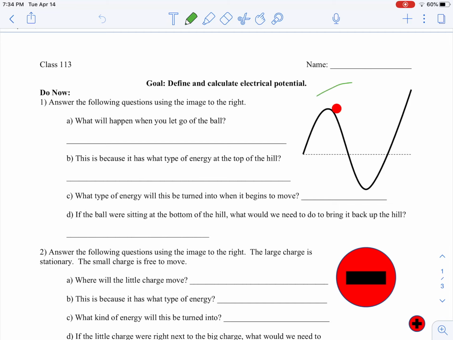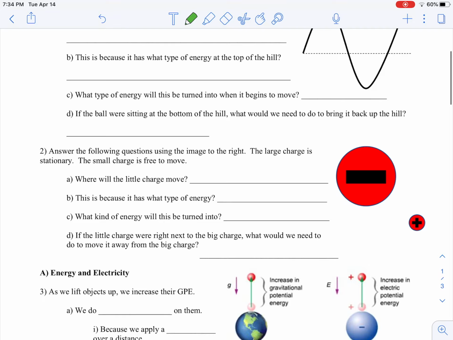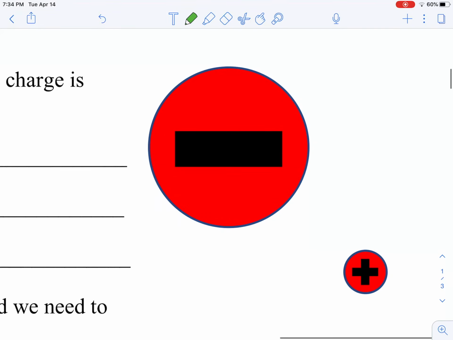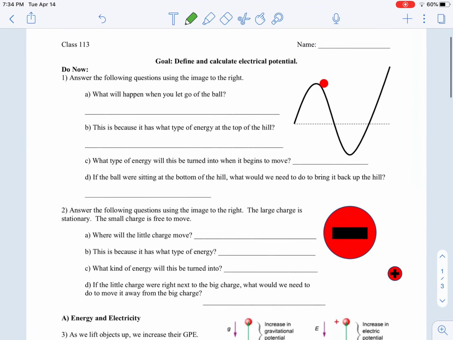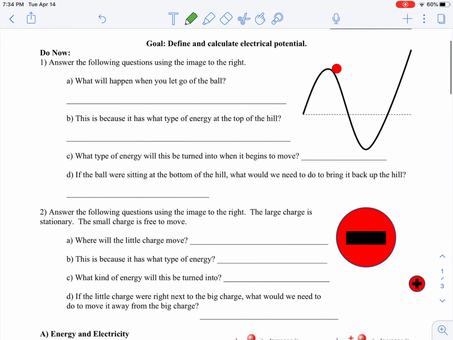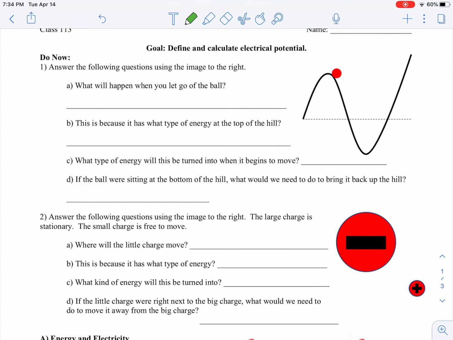On the right here, this is a ball on a hill. And at the bottom here, you just have two charged objects. One is negative, it is stationary. The other is positive, it is free to move. Okay, so try the do now and pause the video, and then I'll go over it.